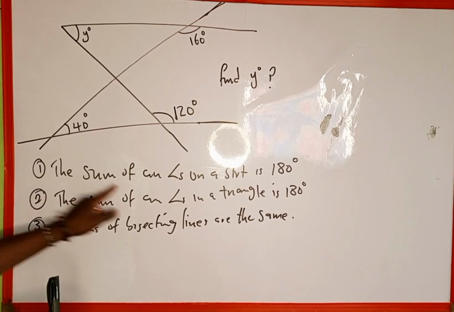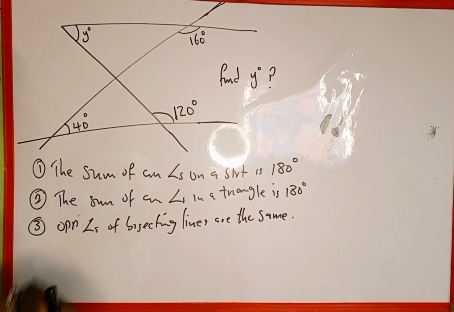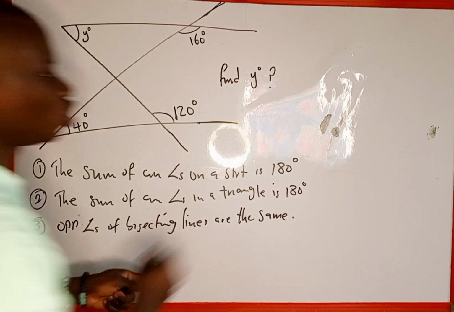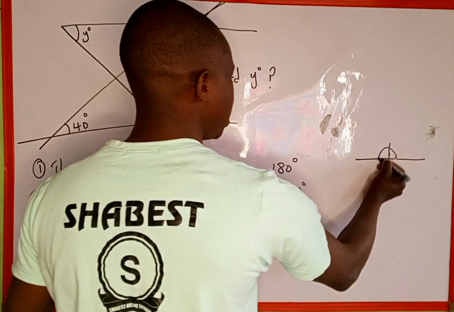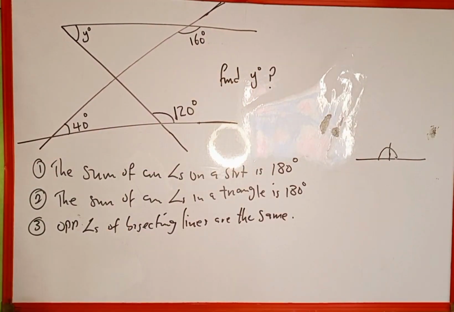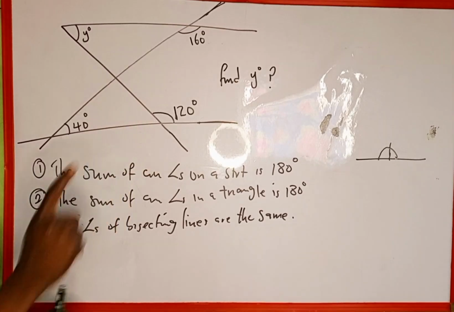We say the sum of angles on a straight line is 180 degree. We're going to apply this first theorem. So this is a straight line. When you have a straight line like this, the sum of the angles here is the same as 180 degree. So we have 40 degree here, these two angles, but they are unknown.